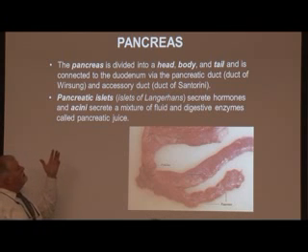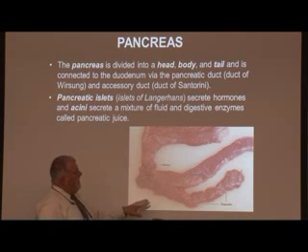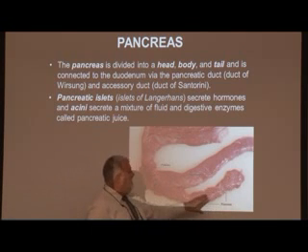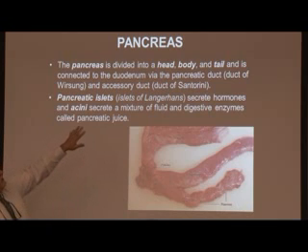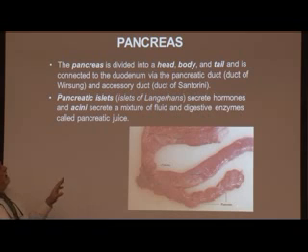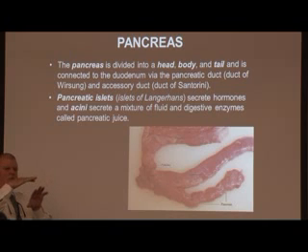And so what we have is two ducts that drain the pancreas into the duodenum. The largest one is called the pancreatic duct, or the duct of Wirsung, and a smaller one is called the accessory duct, or the duct of Santorini. We're going to look at a picture in a second that shows you how those run through the pancreas and how they dump into the duodenum.